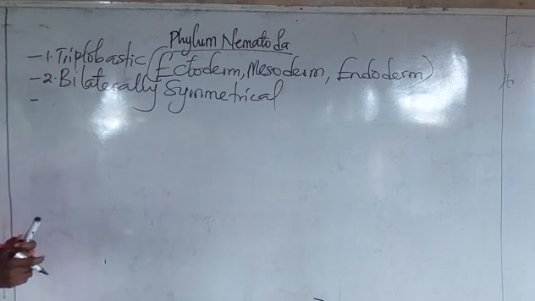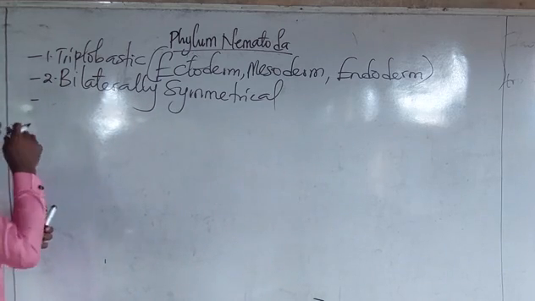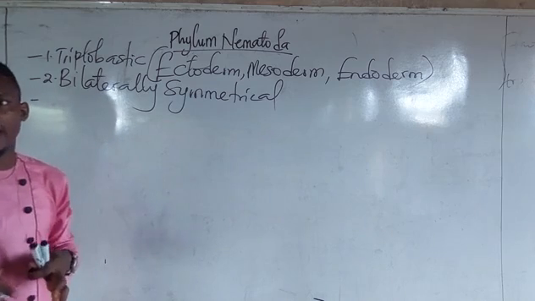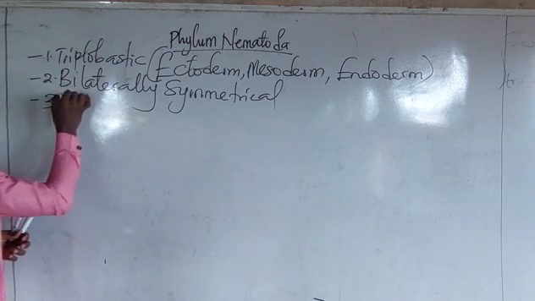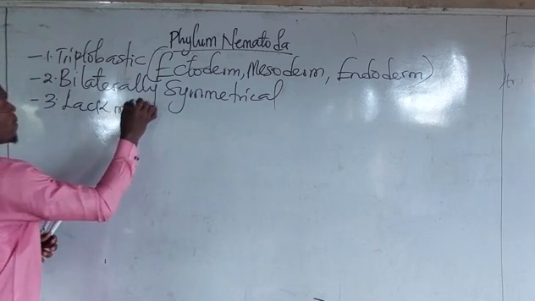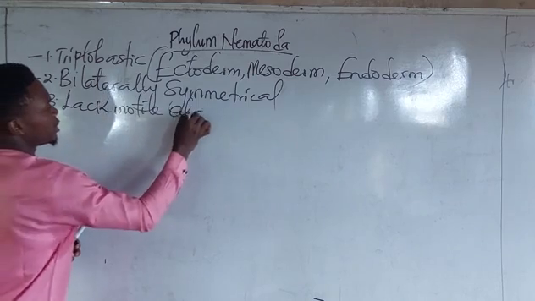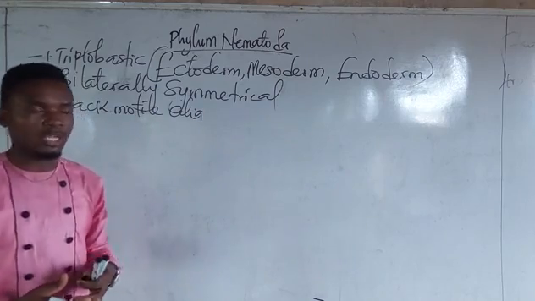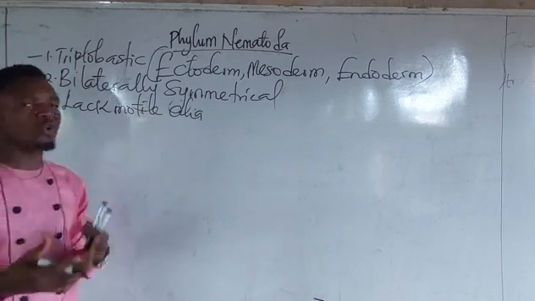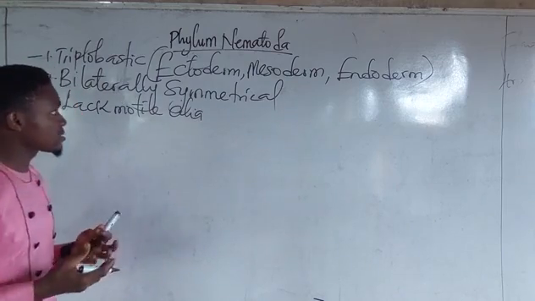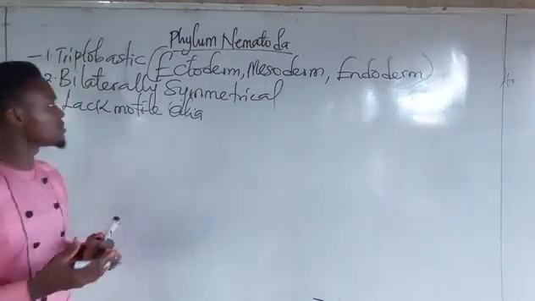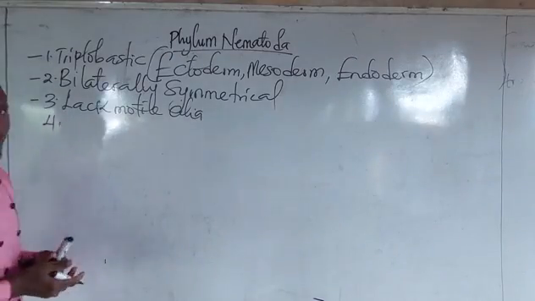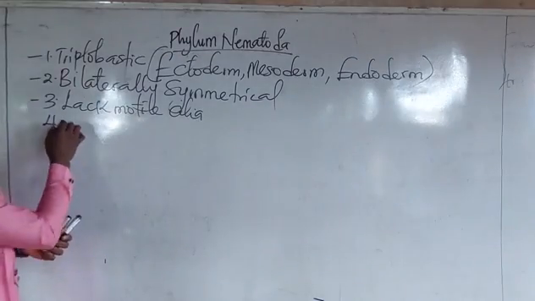Number 3, most of these organisms are motile, but some lack motile cilia. Now, cilia is meant for feeding and also for locomotion. So most members have locomotory organs, but some of these organisms lack the motile cilia. Take note of that.